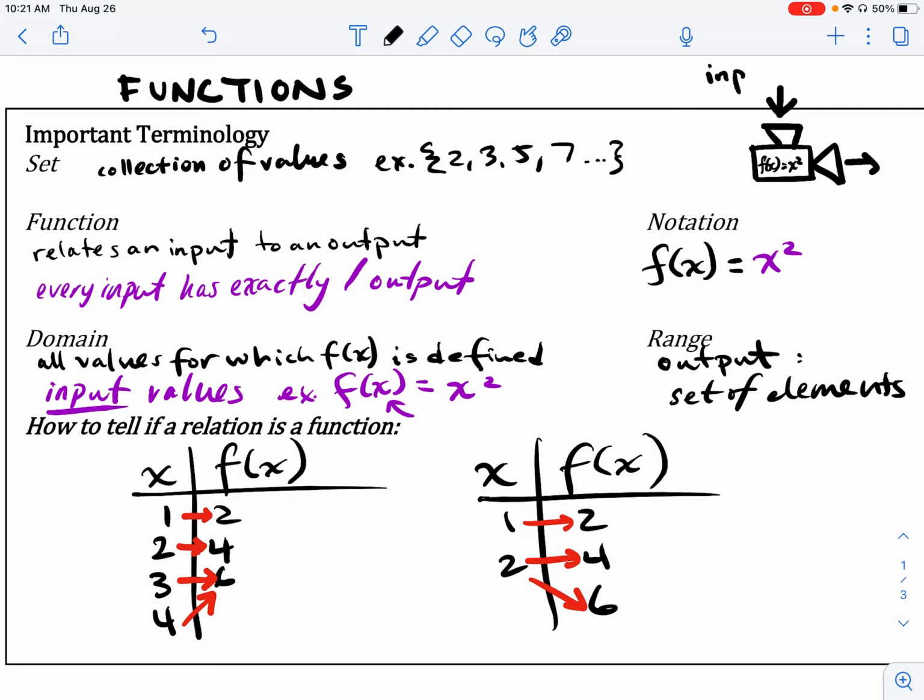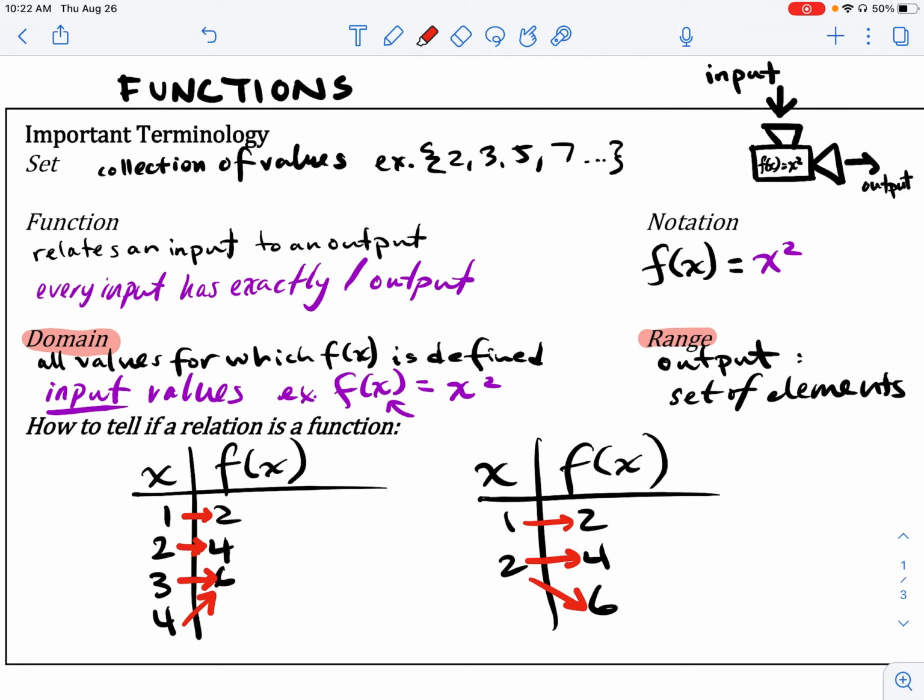And this input here, anything that you can plug into the function, is what's also known as our domain. It refers to the values that we can input into our function. Whatever comes out of it, this would be our output. And all the values that are part of the set of output values, we would call our range. It's a set of elements that are part of the output.